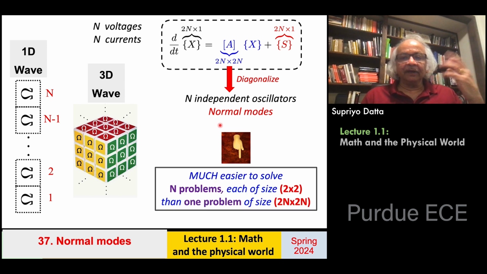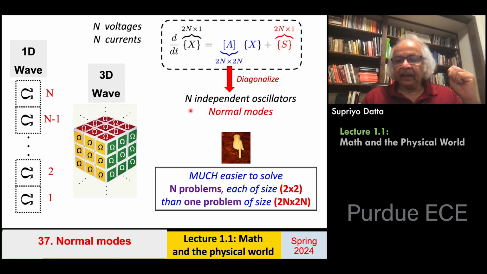After all, it is a whole lot harder to solve one problem of size 2n by 2n than it is to solve n separate problems, each of size 2 by 2. Actually, even to do a 2 by 2, as I mentioned, we reduced it to 2 1 by 1 problems, if you remember. So this idea is a very powerful one that's widely used.